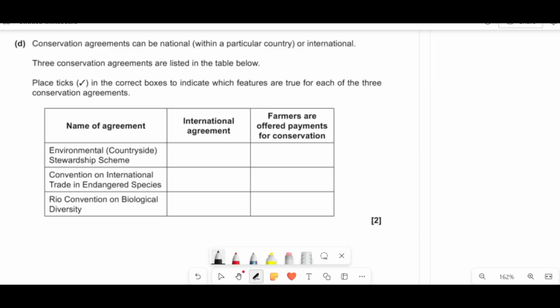Whereas the other ones, if you look at the Convention on International Trade in Endangered Species, the whole point of that is that it's an international thing where they all came and said, look, you're not allowed to kill endangered species, and you're not allowed to trade with their products, like for example, rhino ivory. The idea is that it conserves those species and stops them from becoming endangered, and that's an internationally agreed thing, right?